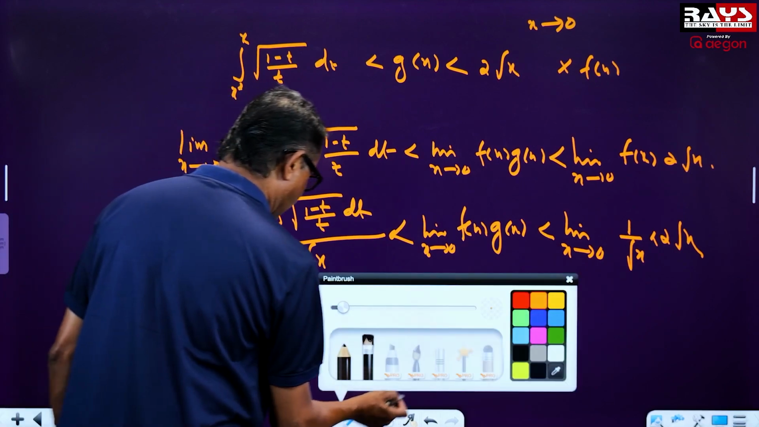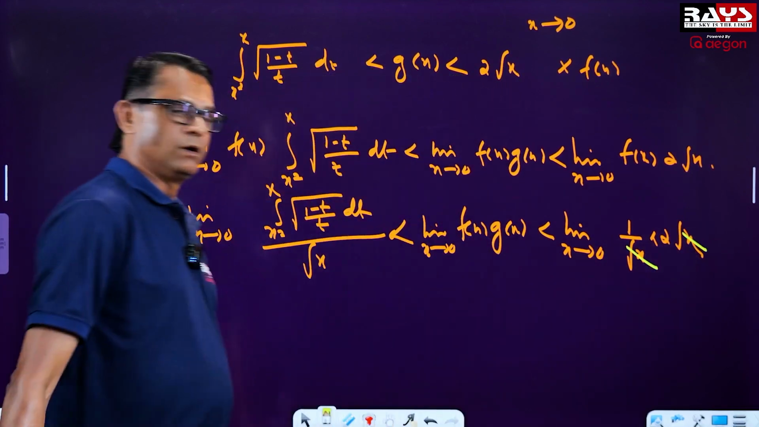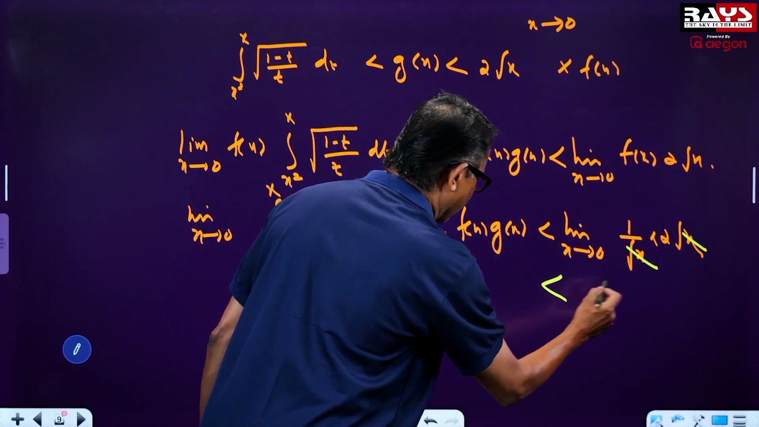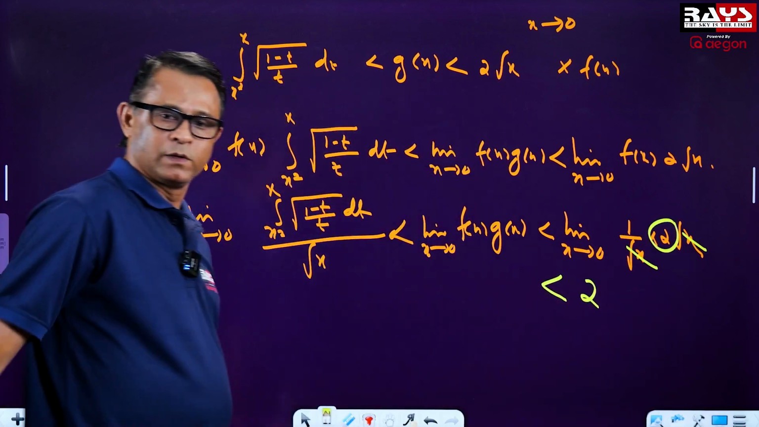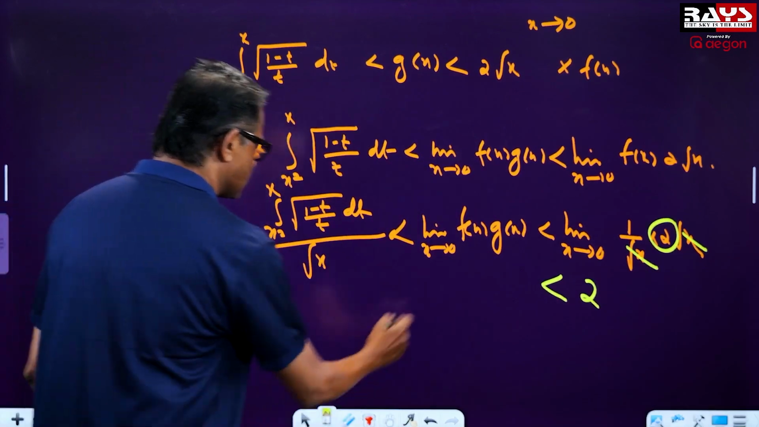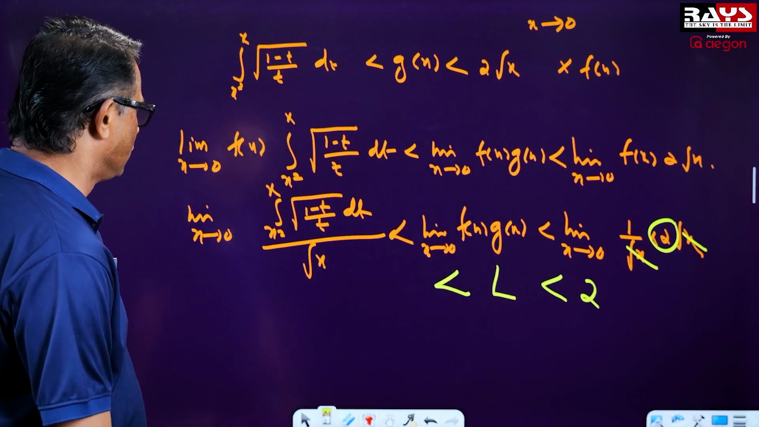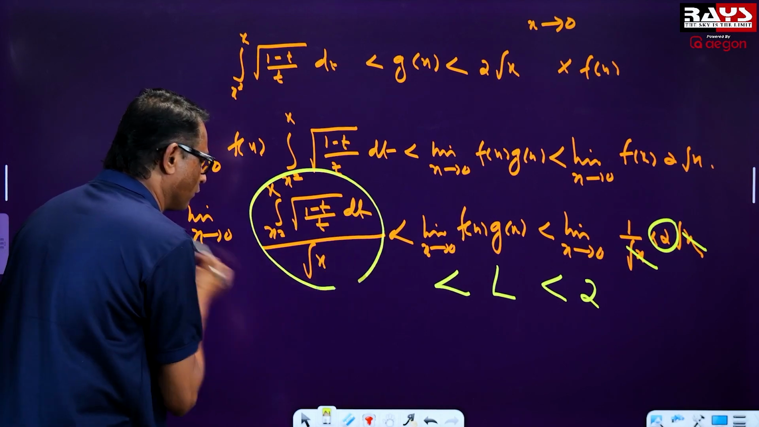Now over here what we can do is that root x we can cancel. You will be getting the right boundary as limit x tends to 0 as 2, therefore that is 2 only. Okay, it is less than 2. Now let us take this limit, let us denote it by L. So L is less than this, this quantity we have to find out.